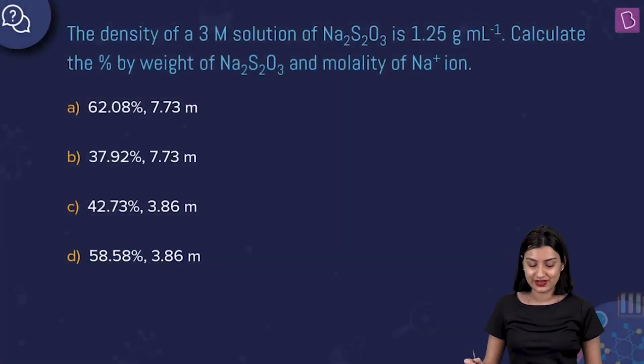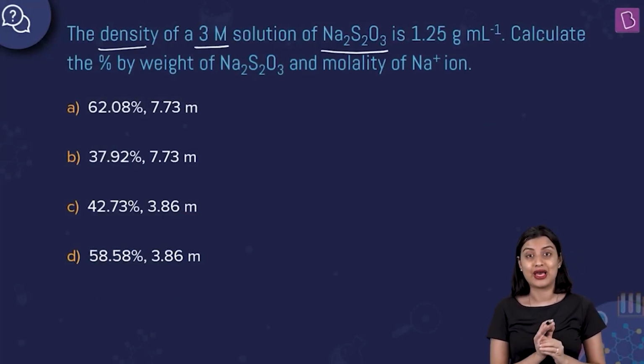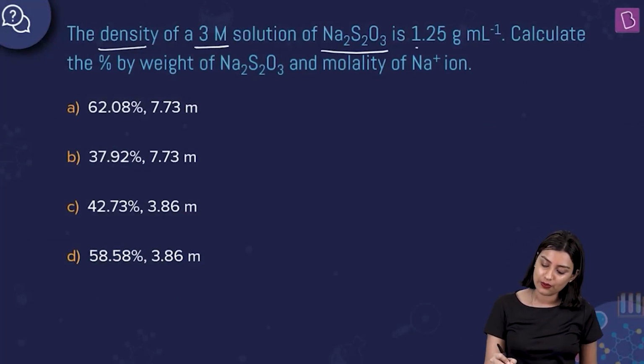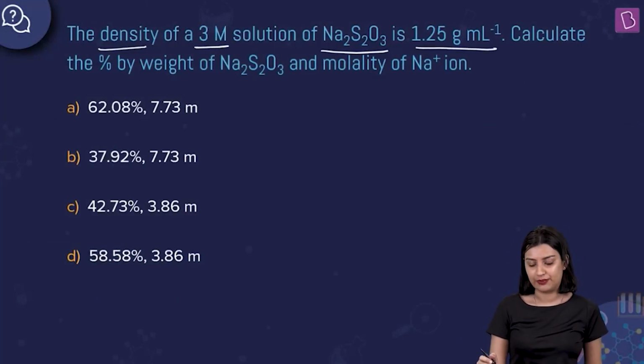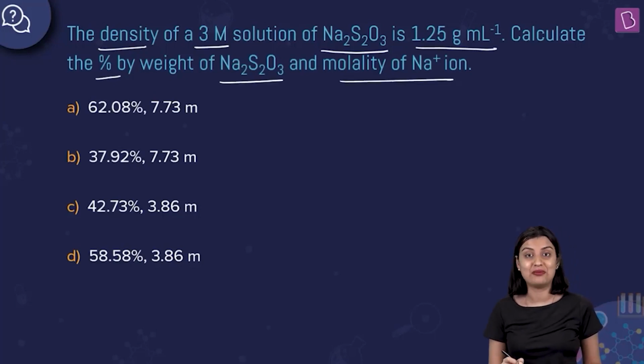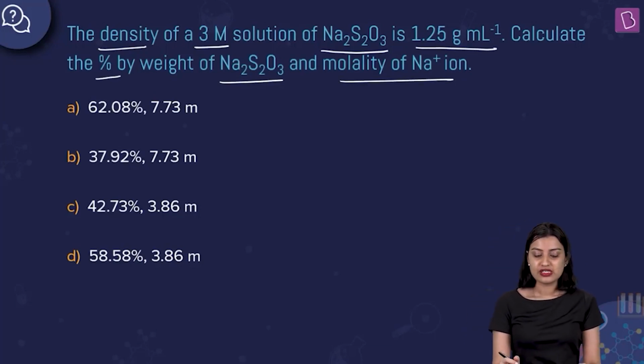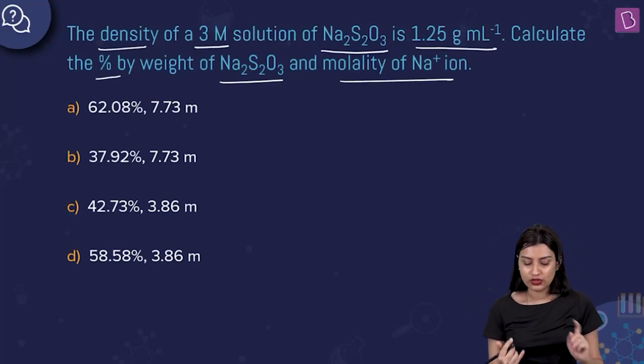So in this question, they're saying that the density of a 3 molar solution of Na2S2O3, the hypo solution, is 1.25 gram per ml. Calculate the percentage by weight of Na2S2O3 and the molality of Na+ ion. Okay, fine. So, very first thing is they have given you the density.